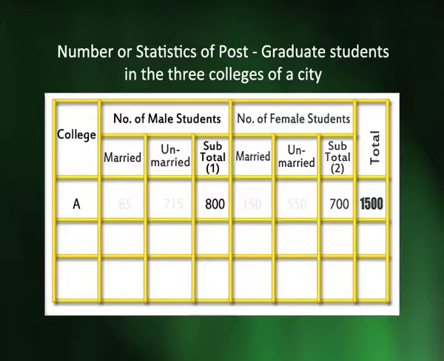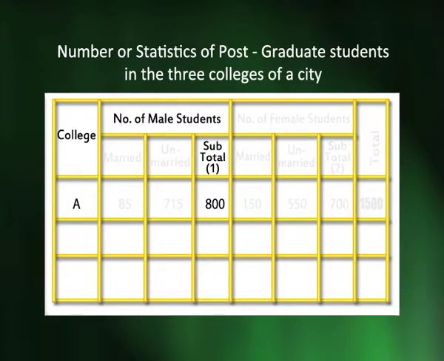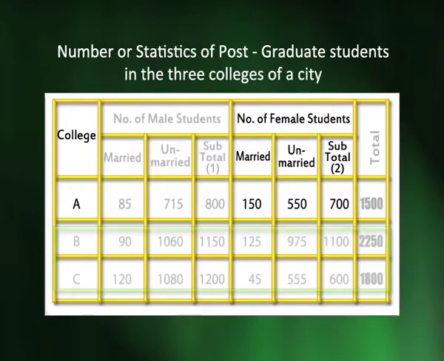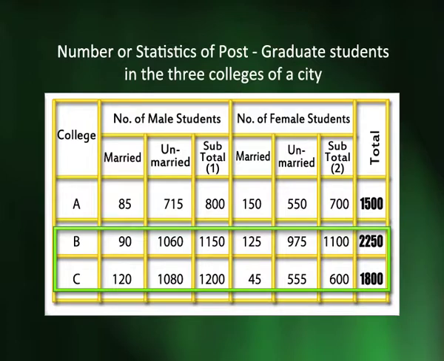This information is further classified as per the marital status of the students. For example, out of 800 male students in college A, we have 85 married students and 715 unmarried students. Whereas, out of 700 female students, there are 150 married students and 550 unmarried students. This type of information is given for the remaining 2 colleges, that is college B and college C.